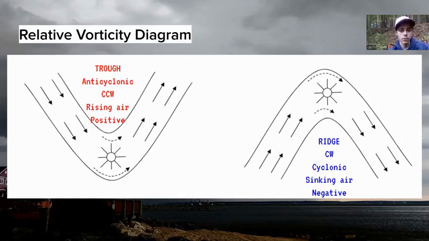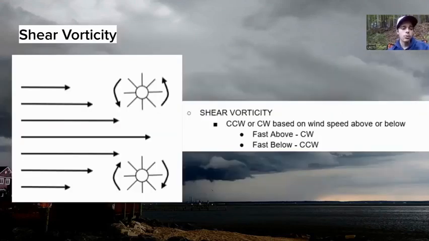So that's curvature vorticity. Shear vorticity has to do with wind speed above or below. So you can see that if we assume that this white box is just the stream of wind flow, in the center of that is going to be the strongest winds, weaker winds as you get to the top or bottom of that flow.